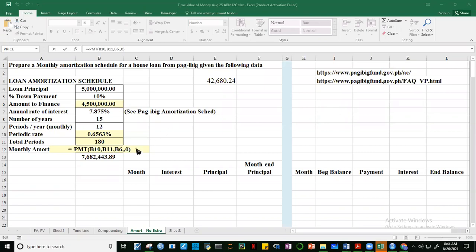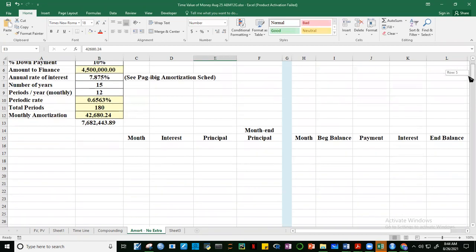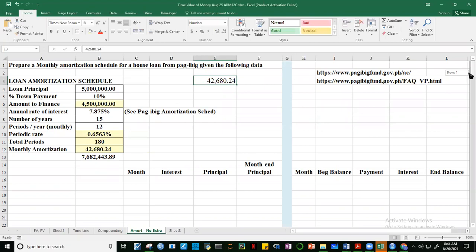So these are specialized functions in Excel. So 42,680.24 is exactly the same as that of the Pag-IBIG calculator. All right, so let's finish this now. We're going to create two amortization schedules. Number one, the simple one, which we won't finish today. The second one, we can't do today, we'll do it next meeting.